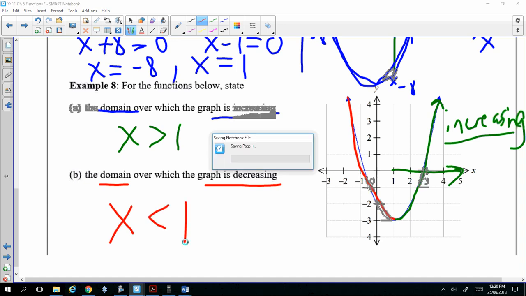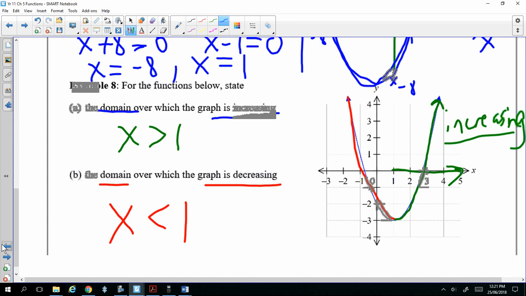And the final section is even and odd functions. This is also new. Even and odd functions. Nothing to do with even as in even numbers or odd numbers. It's just called even and odd. Let's look at an investigation. All right, new page. All right, let's do an investigation.